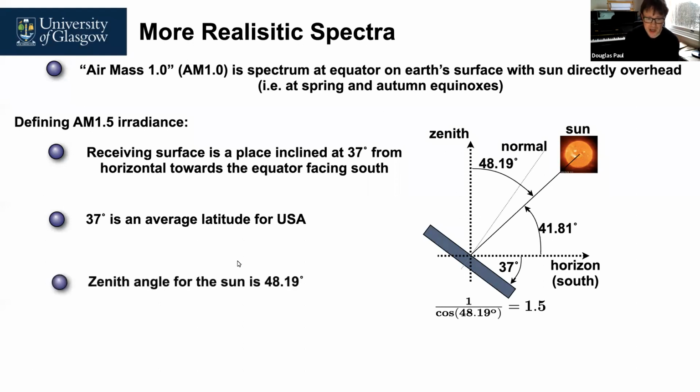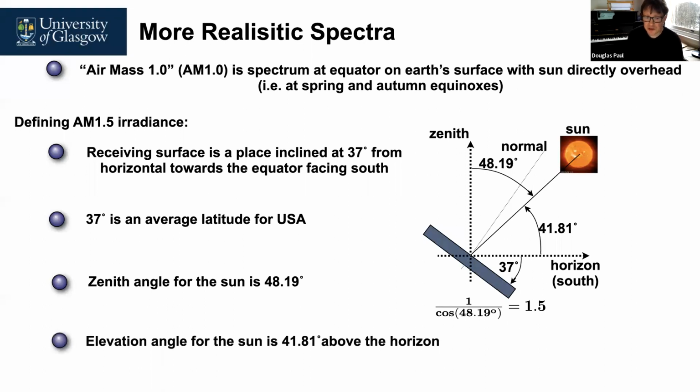The zenith angle for that is 48.19 degrees, and the elevation angle from the sun is 41.81 degrees above the horizon. So this is worthwhile just going through after the lecture and understanding the right angle triangles and how all the numbers work out in the geometry of the system.